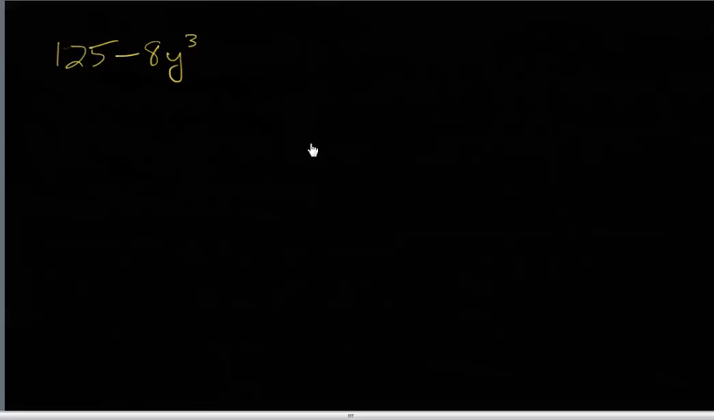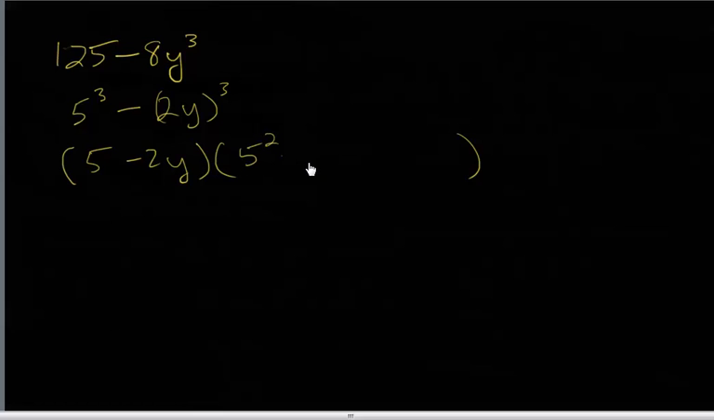Okay, next one here. When you scan it, you look to see if there's any GCF. Well, there is none. But after staring at it for a little bit, you realize maybe it's the difference of cubes, and oddly enough, it is. But you have to identify the cubes first. So whether you do this step mentally or you write it down, it's up to you. We identify this as 5 cubed, and this is 2y cubed. So we will factor it as the difference of cubes. So this will become a 5 minus 2y and a 5 squared plus 5 times 2y plus a 2y squared.